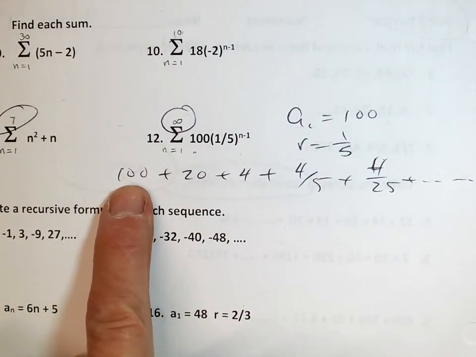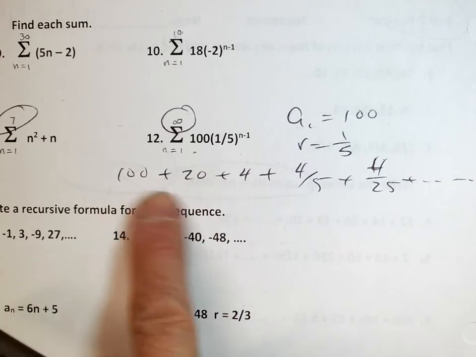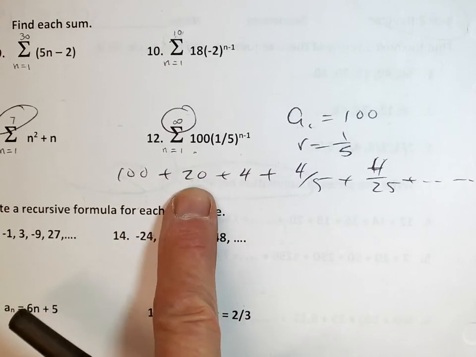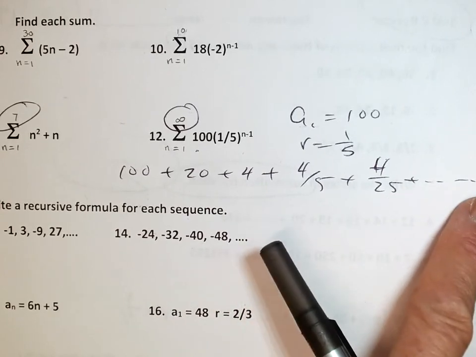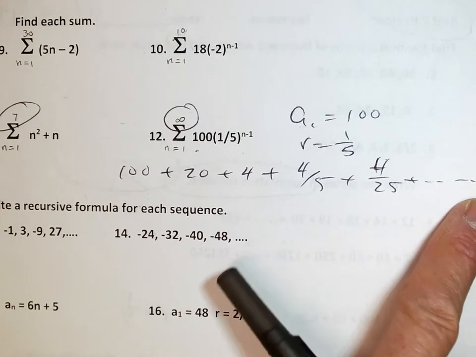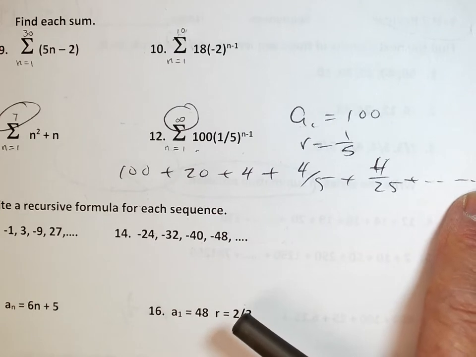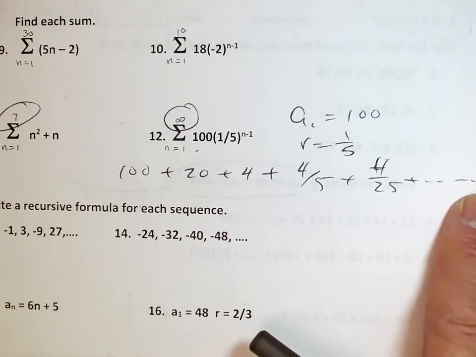If I plug in 1, I get 100. If I plug in 2, I get 20. So I'm really taking a fifth of it, forever. And since the pieces are getting smaller and smaller and smaller, eventually the last piece we add, if we could get to infinity, would be 0, right? So we should be able to add them all up.